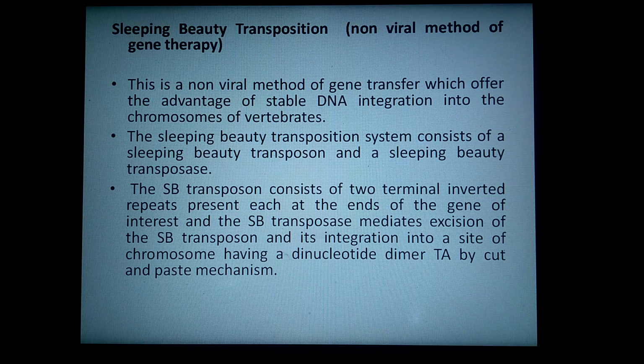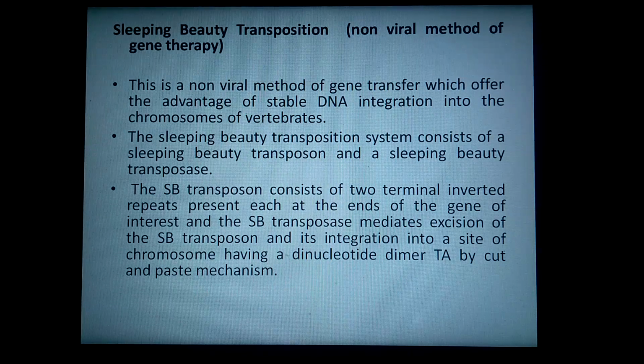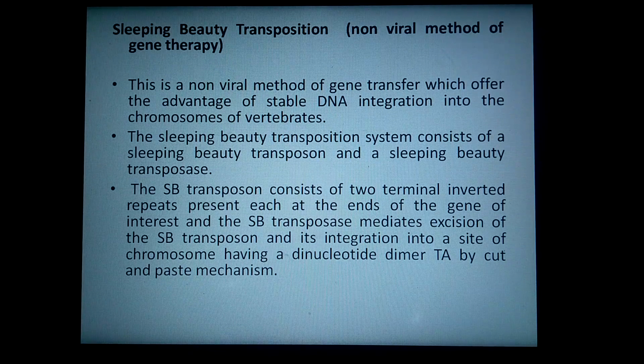The SB transposon consists of two terminal inverted repeats, present one at each end of the gene of interest, and the SB transposase mediates excision of the SB transposon and its integration into a site of the chromosome having a dinucleotide TA, by the cut and paste mechanism.